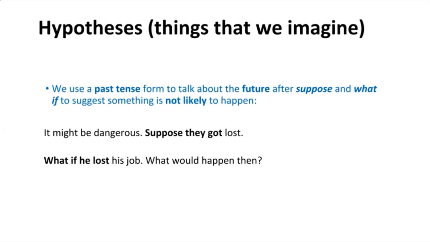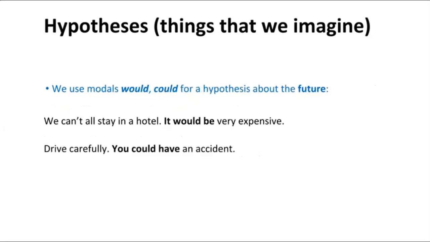What if he lost his job? What would happen? Then we use modals, for example would and could, for a hypothesis about the future. Let's say we can't all stay in a hotel. It would be very expensive.